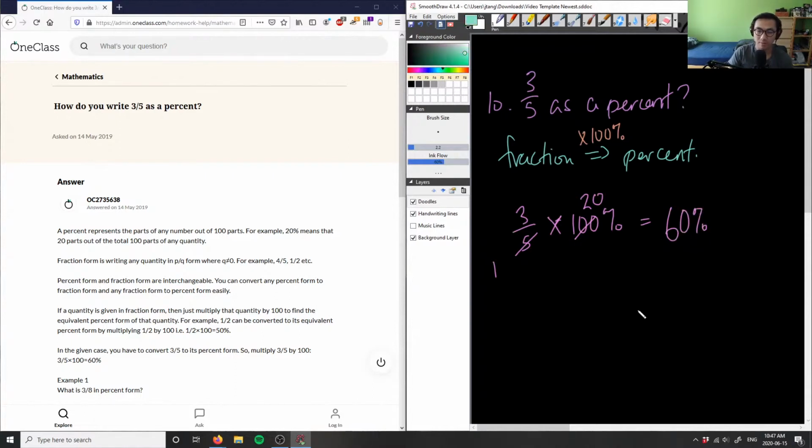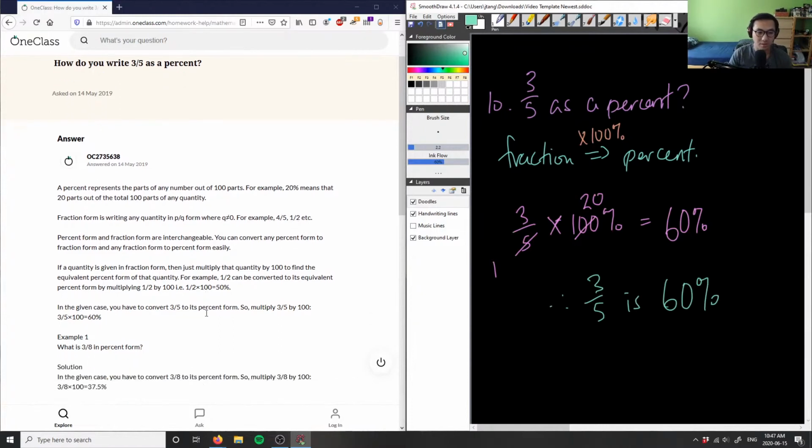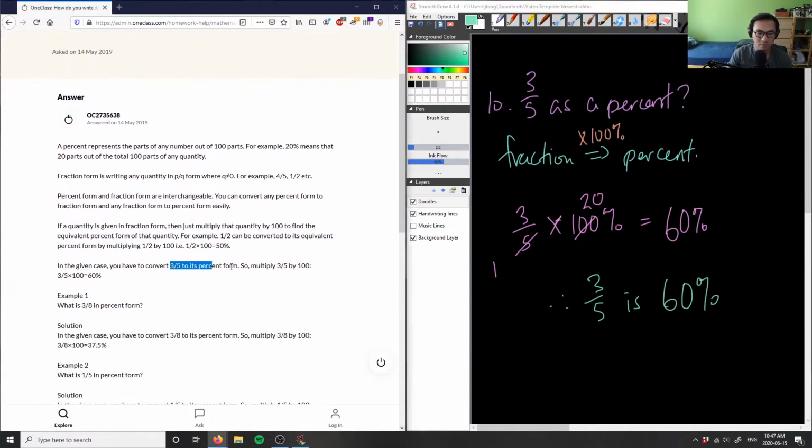So we can say, therefore, 3/5 is 60%. And as you can see, this solution here is correct because you convert 3/5 to percentage form. So 3/5 by 100, and 3/5 times 100 is equal to 60%. So this solution here is correct.